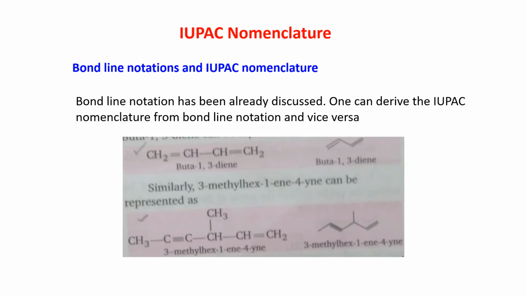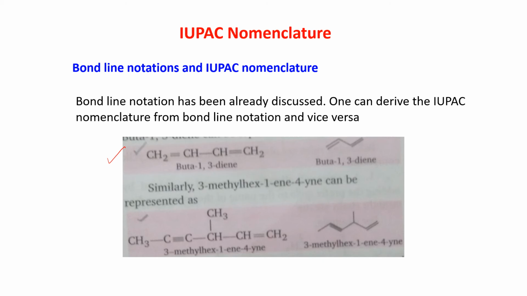The bond line notation and IUPAC nomenclature. This bond line notation is a totally new concept for you, but we have discussed a little bit about it in lecture 1. Now, one can derive the IUPAC nomenclature from bond line notation and vice versa. Let us see how to draw a bond line for a particular compound. Now, see the example. This is buta-1,3-diene.